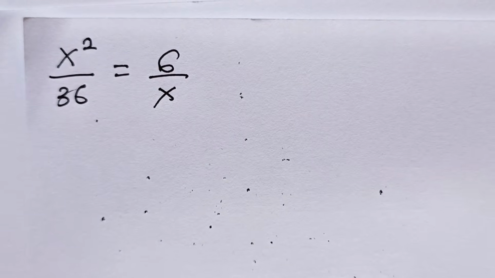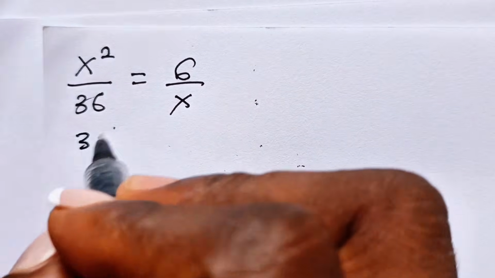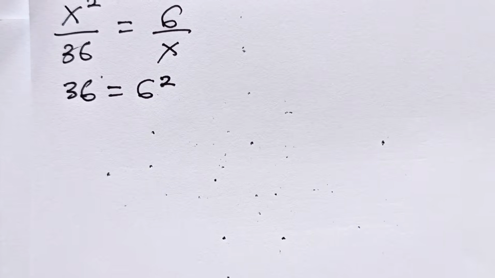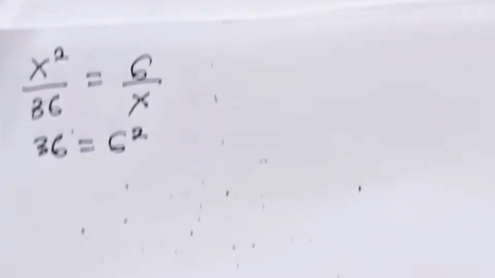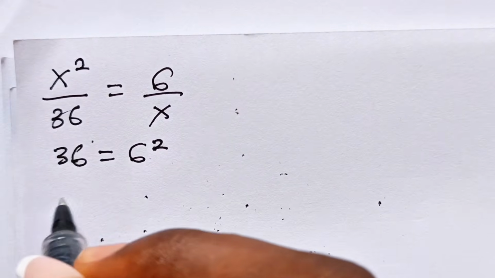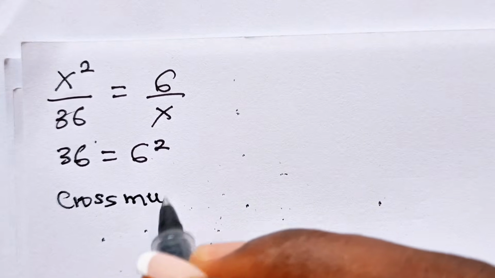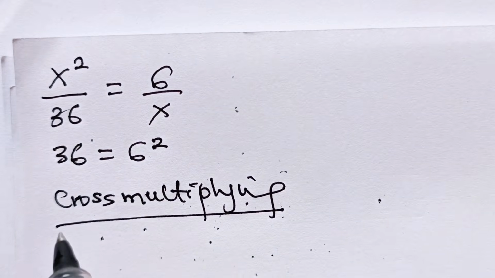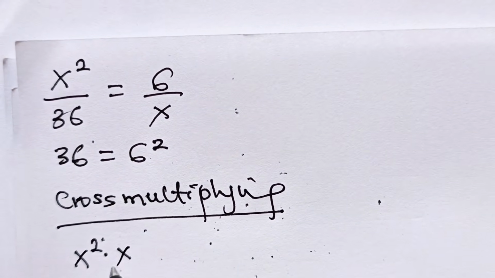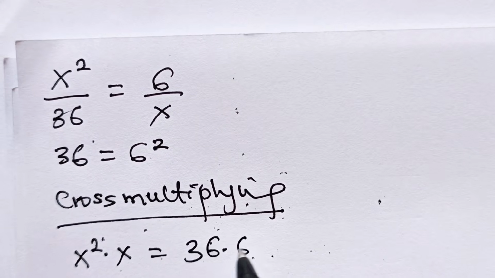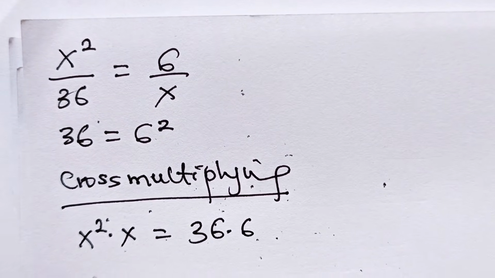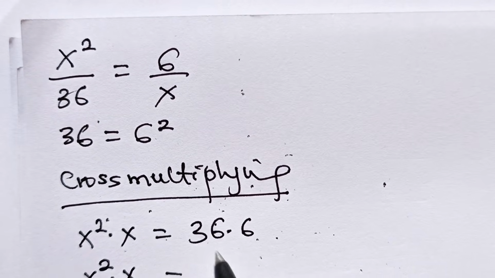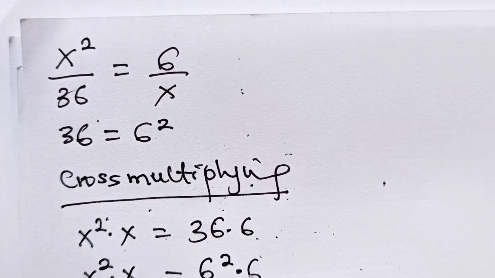So first of all, we need to note that 36 is the same thing as 6 squared. So cross multiplying, we are going to have x squared multiplied by x is equal to 36 multiplied by 6. So we have x squared multiplied by x is equal to 6 squared multiplied by 6.